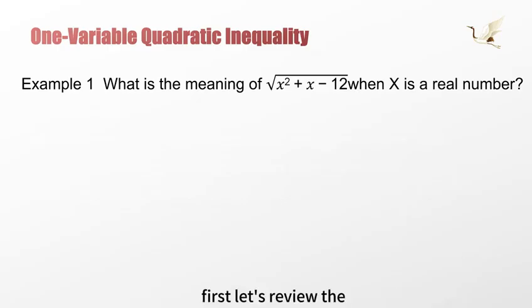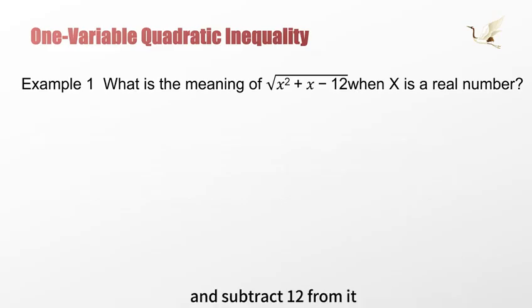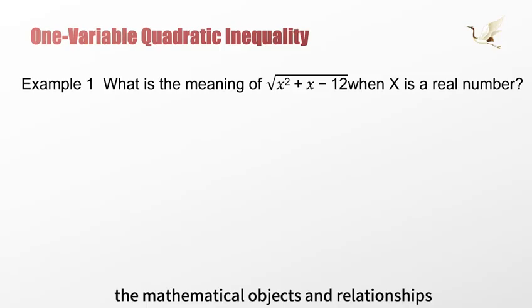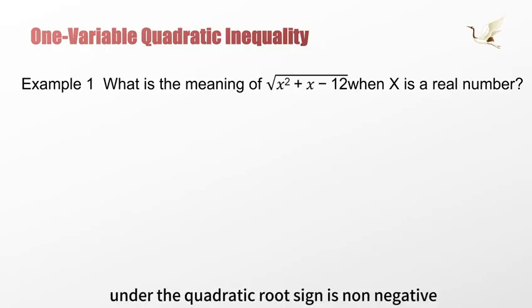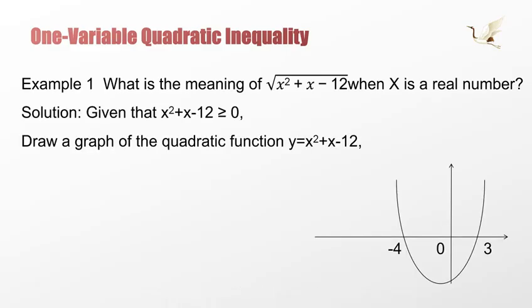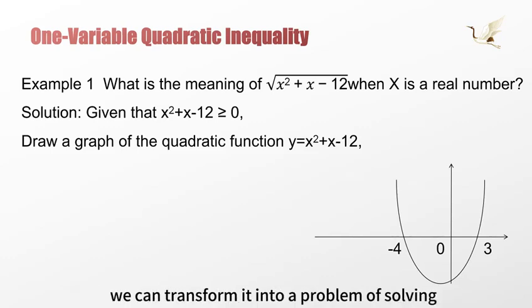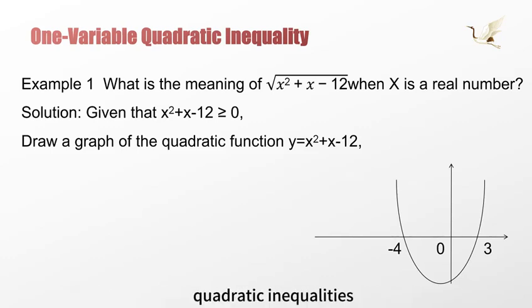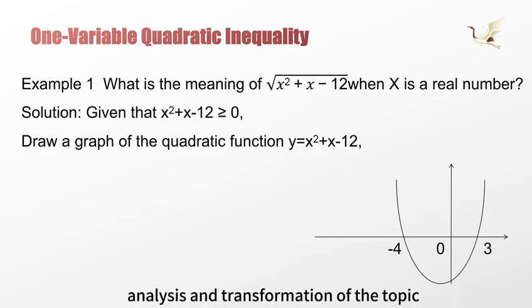First, let's review the question. When x is a real number, does the square root of x squared plus x minus 12 make sense? First, everyone needs to clarify the mathematical objects and relationships given in the problem. Here is a quadratic radical, and the expression under the square root sign must be non-negative, that is, greater than or equal to 0. In this way, by examining the problem and analyzing it, we can transform it into a problem of solving quadratic inequalities. Everyone here needs to understand the observation, analysis, and transformation of the problem.